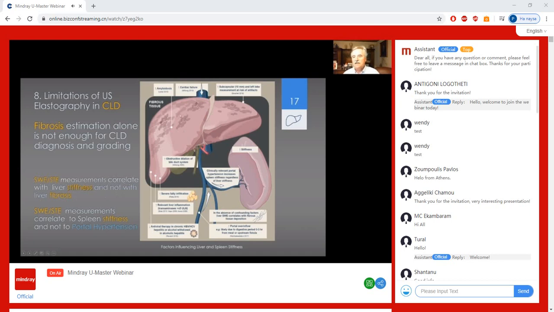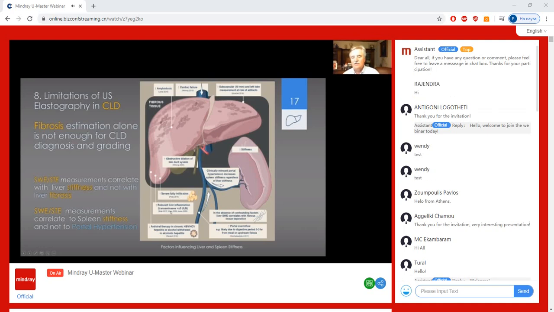In this anatomical presentation, we can find how many intrinsic factors intervene in elastographic measurements. One is the fatty infiltration. One important is the active liver inflammation. Those two factors are increasing shear wave elastography measurements. There are also extrinsic factors acting on shear wave elastography measurements.